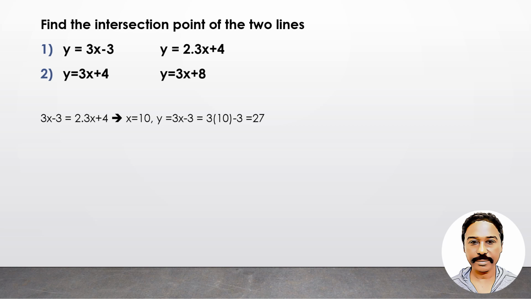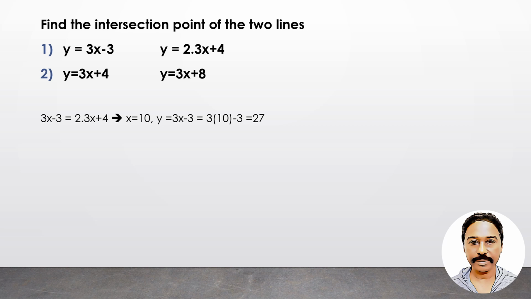So you move 3x minus 2.3x, which gives you 0.7x, and you move the minus 3 to the other side, it becomes plus 3, and it gives you 7. So 0.7x is equal to 7. That means x is equal to 7 divided by 0.7, which is equal to 10. That's how we found the value of x here is equal to 10.